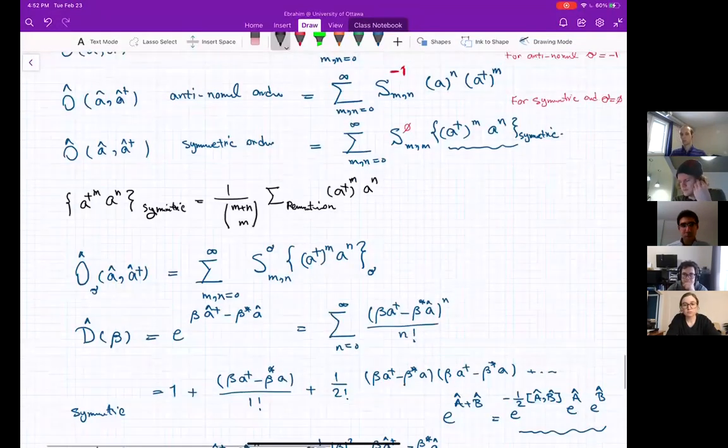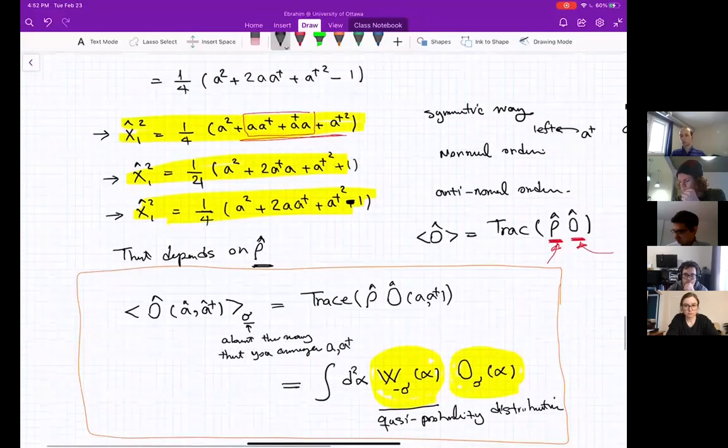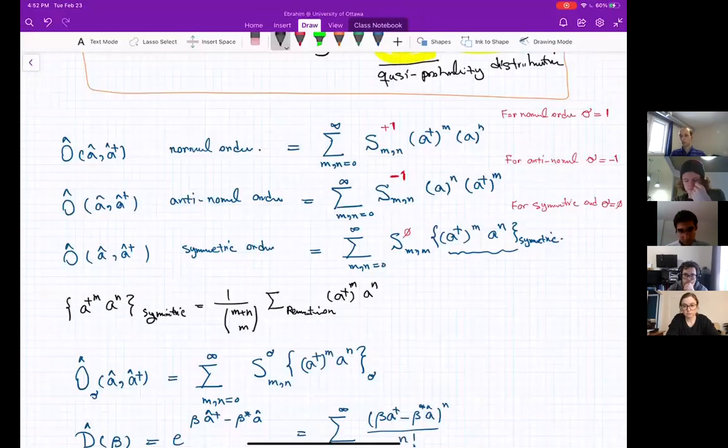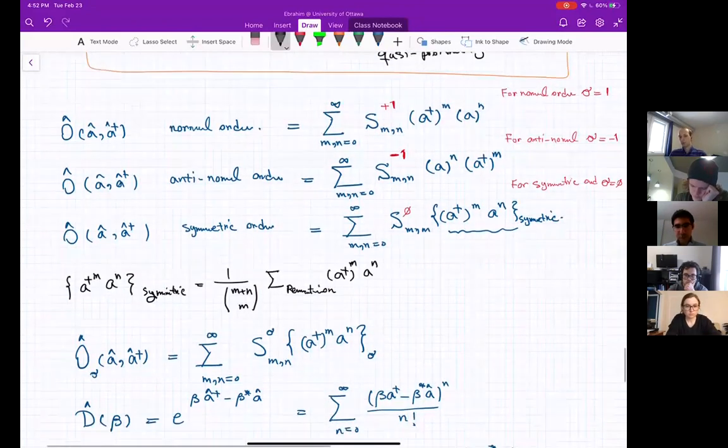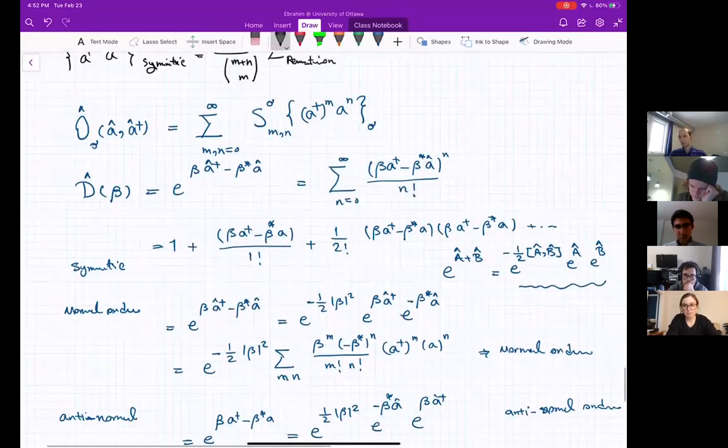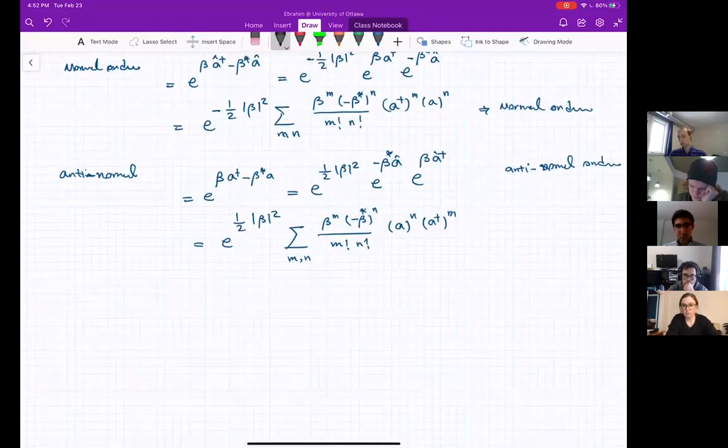Look at the expression here. This was an operator O. We can have a coefficient expansion of S_m, plus 1, S_m minus 1, or S_m 0 in terms of annihilation and creation operators. And for the displacement operator, we found that. So let's write it down, maybe as three ways. I'm doing it only for the anti-normal and normal one because it's an explicit expression. For the rest it is not.